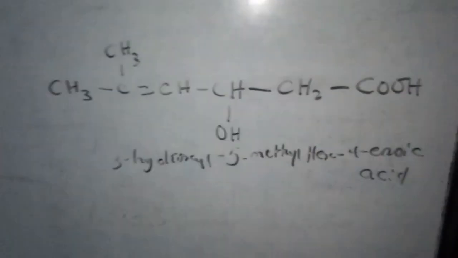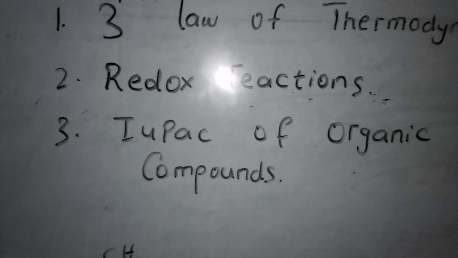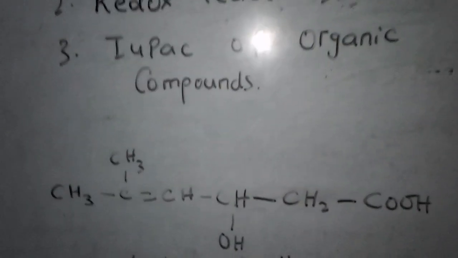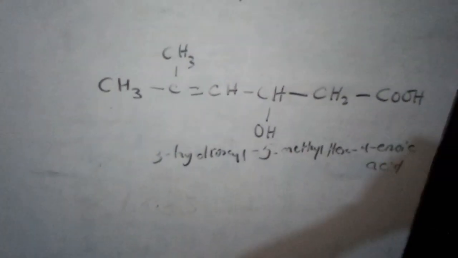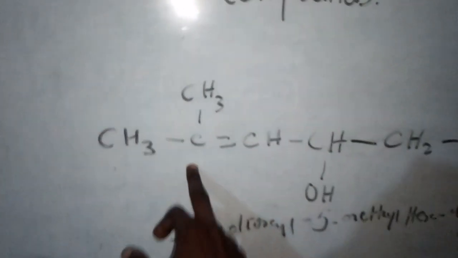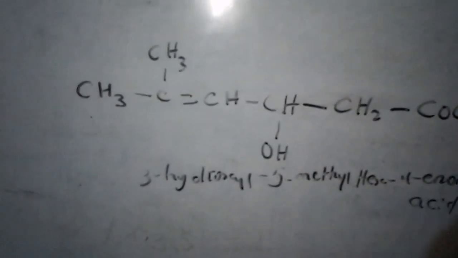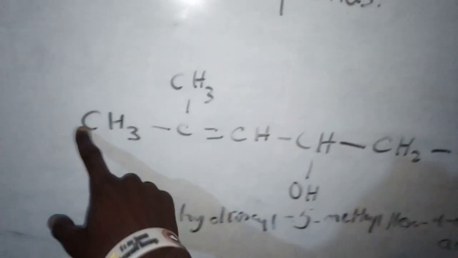Let's look at it clinically. 3-hydroxy, 1, 2, 3, 4, 5. I want to confirm 1, 2, 3, 4, 5, 6. 1, 2, 3, 4. Yeah. 3-hydroxy, 5-methyl, hex-4-ene. It means on the fifth carbon atom is where I have my methyl. Let's take note of this. CH2. 1, 2, 3, 4, 5, 6.